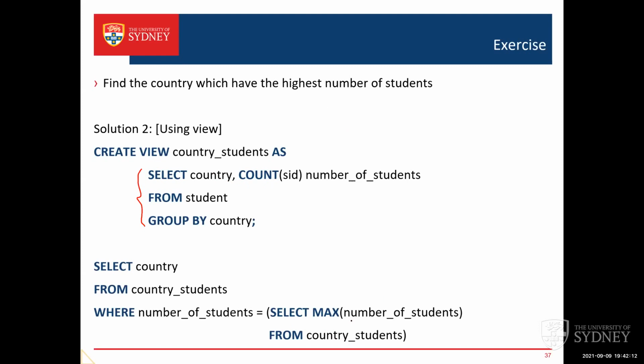Then once I have that, I can simply check who has the maximum. So figure out the max from this view. In this, the attribute is number of students. I am figuring out the max first, and then where this number of students is equal to max, I'm simply printing out the country.